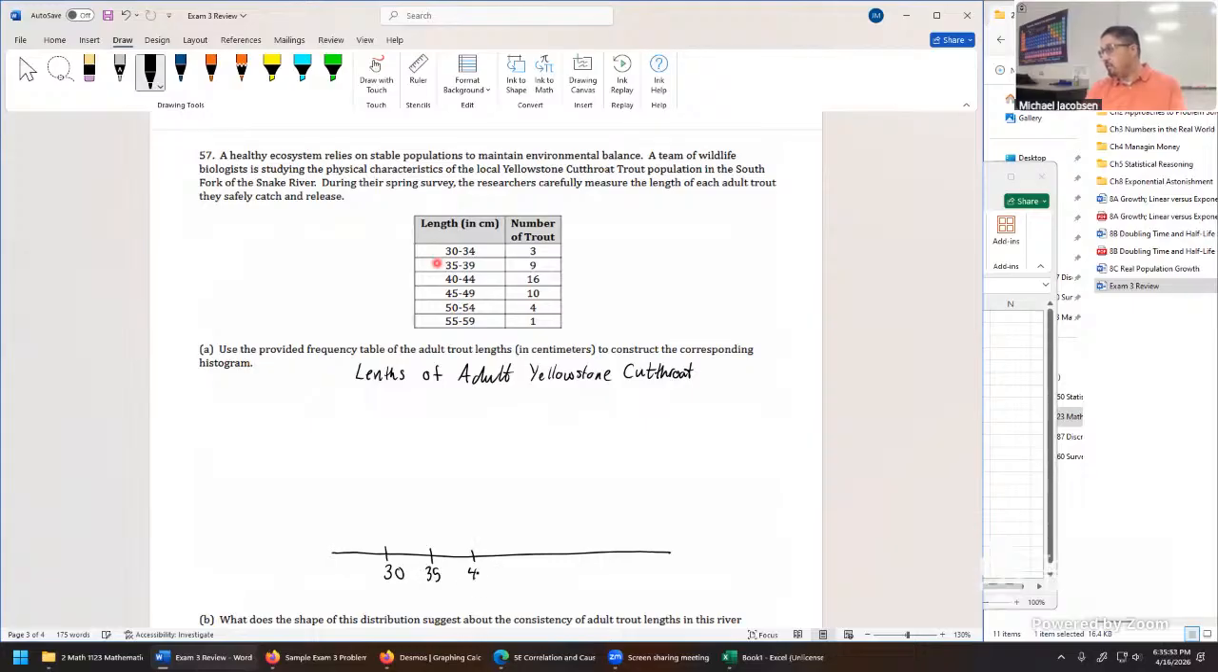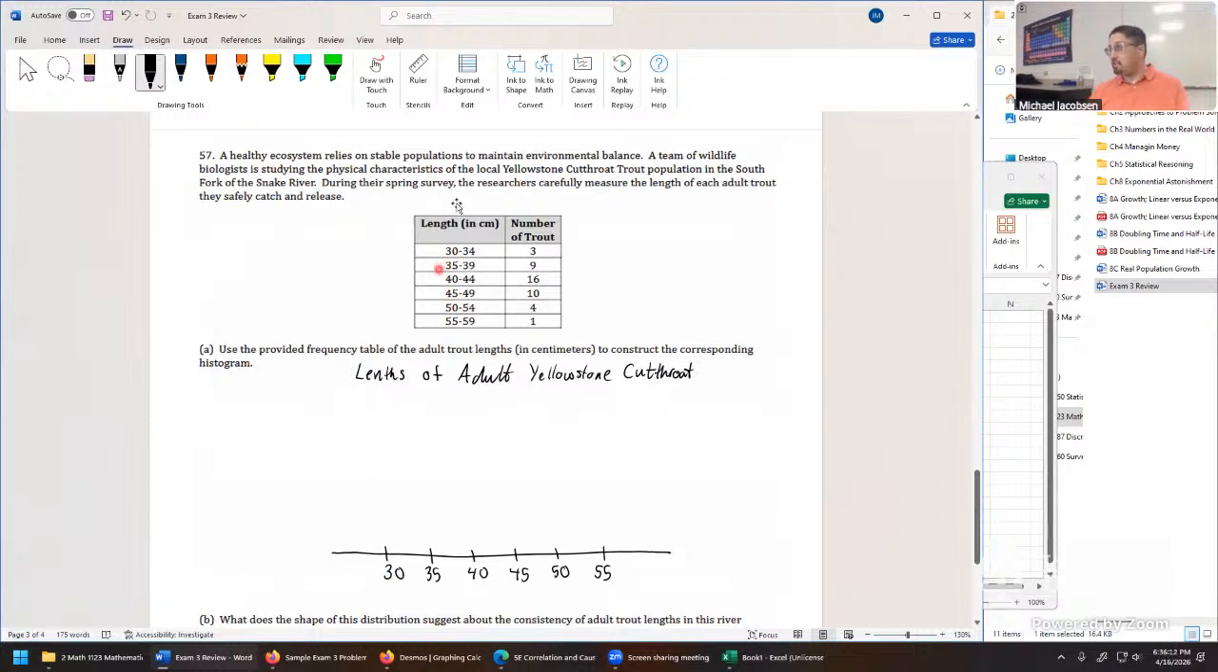Then 40, 45, 50, 55. So essentially what this is saying is, in the histogram, just use the left values that you see in each one of these ranges.